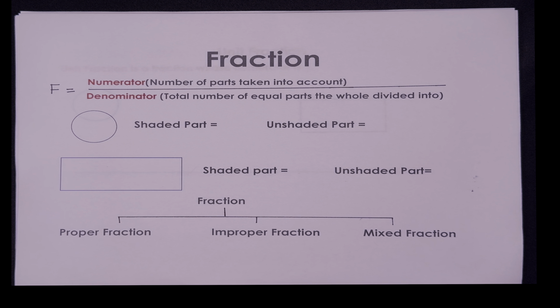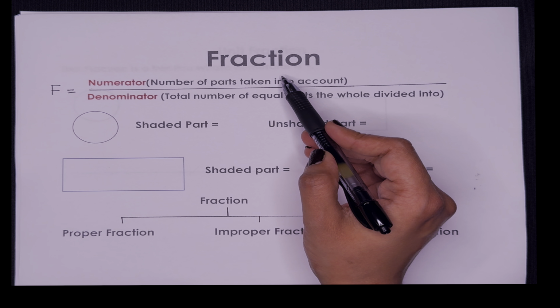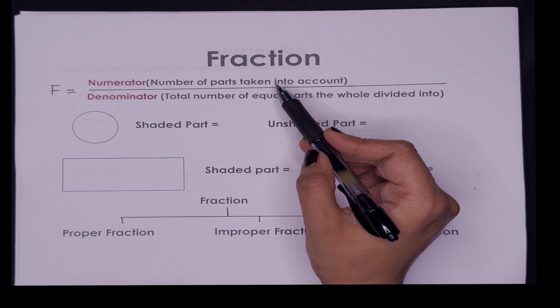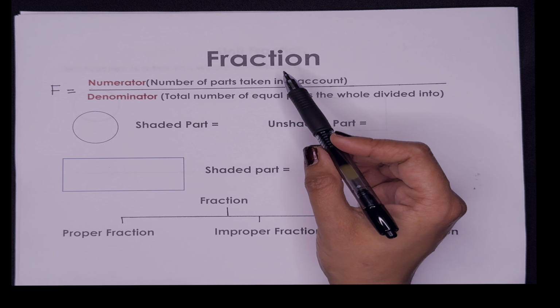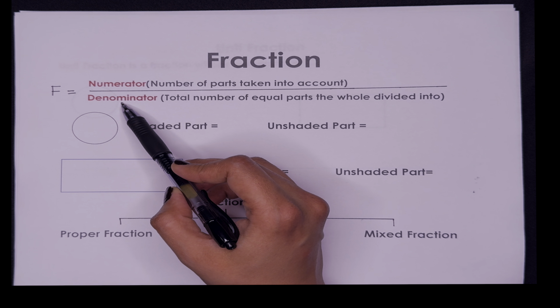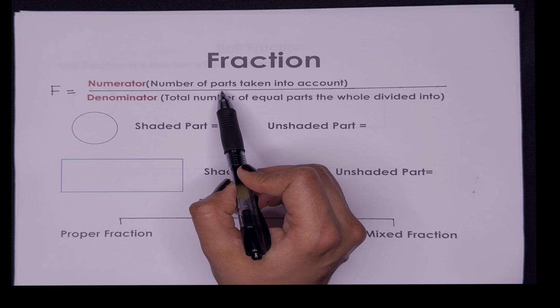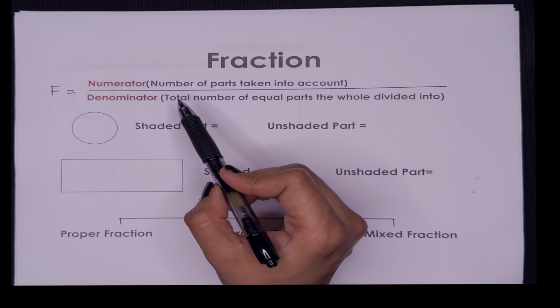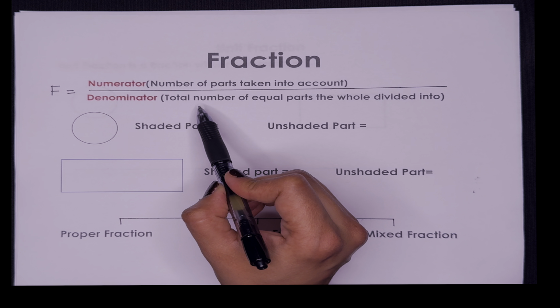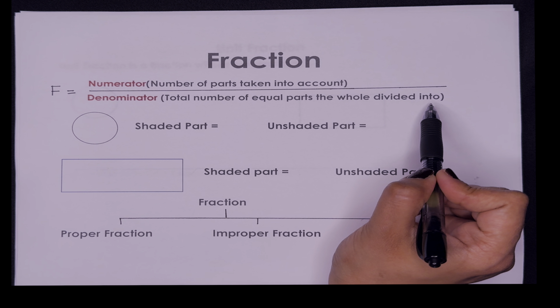In today's video, we are going to learn about fractions and how to put a fraction on a number line. So let's get started. A fraction is a part of a whole. A fraction has two parts, numerator and denominator. Numerator is the number of parts that is taken into account. A denominator is the total number of equal parts the whole is divided into.